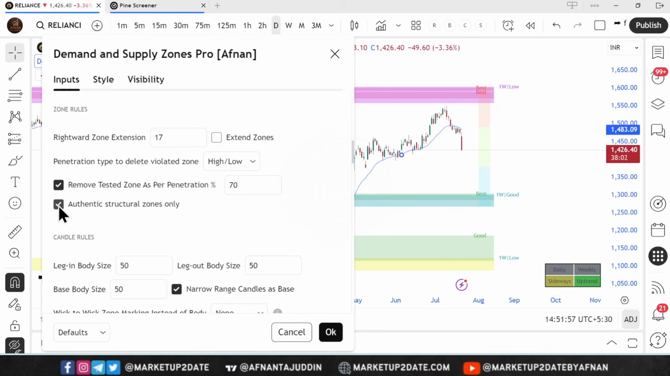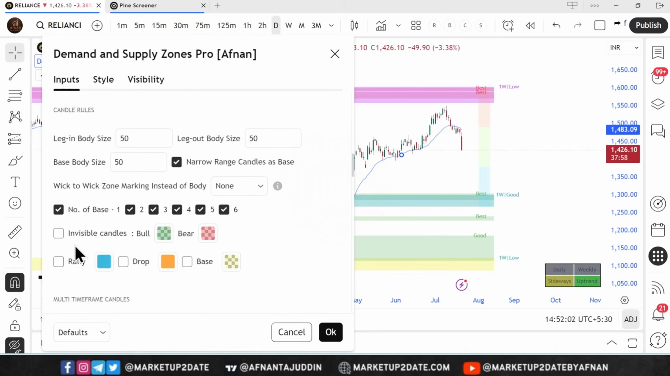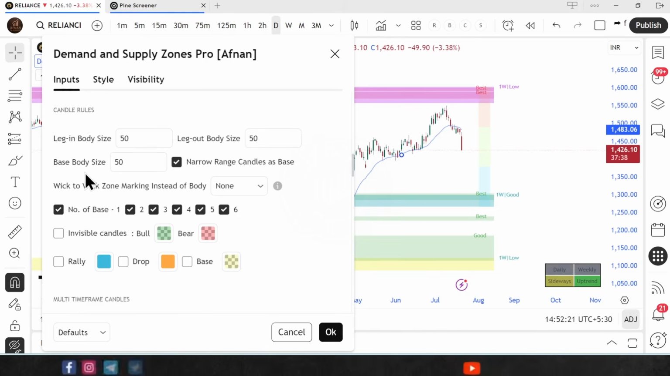Candle rules here. You can fine-tune the very definition of what constitutes a valid zone. For most users, the defaults are perfect, but let us review them so you understand the mechanics. Leg in and leg out body size. These sliders control the required explosiveness of the candles leaving and sometimes entering a zone. A higher percentage demands a stronger, more convincing move, indicating a true imbalance.